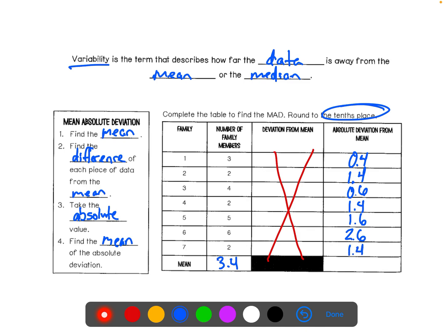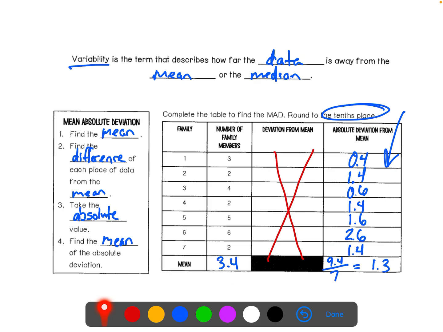And finally, we'll find the mean of all these differences, all these deviations. So we'll add them all up and divide by 7. That's 9.4 divided by 7, or 1.3. That means we have pretty good data. We are only on average about 1 away from the original mean. So our data is closely grouped. That I would call symmetric data.